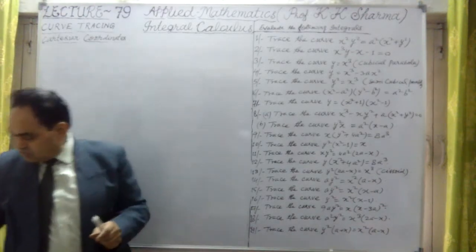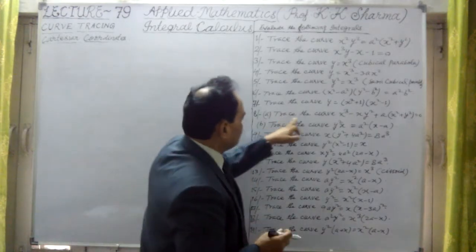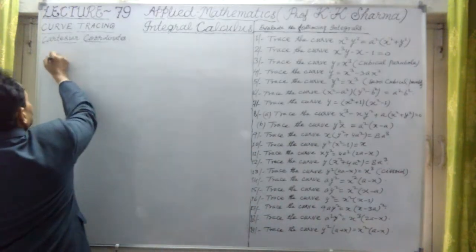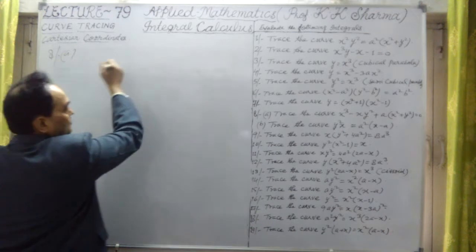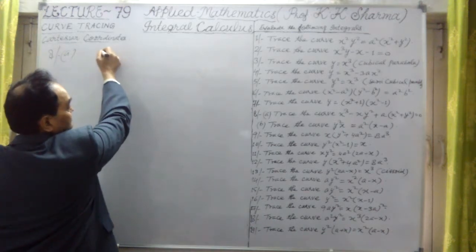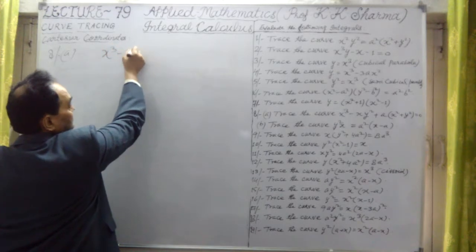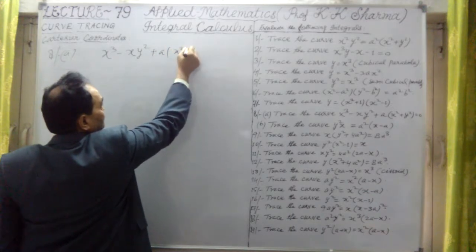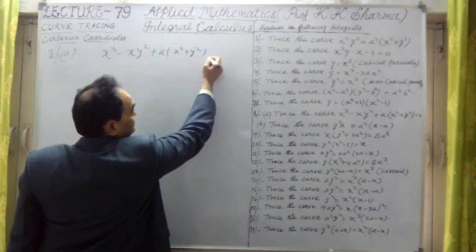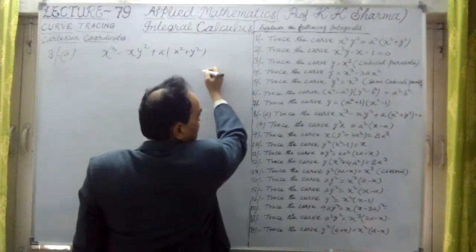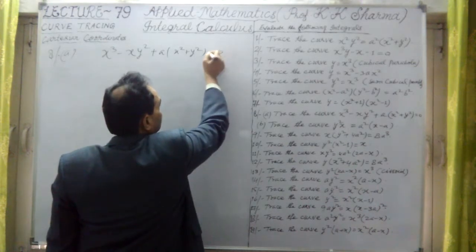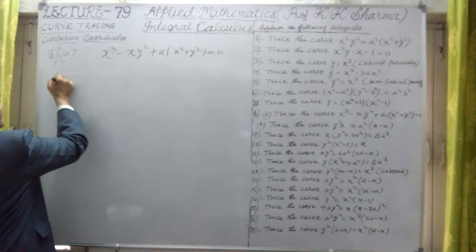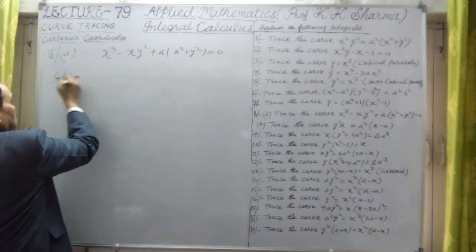Question number 8A: trace the curve x cube minus x into y square plus a into x square plus y square is equal to 0. This is question number 8A. This is the curve here, the equation of the curve, not the solution. Now, is this equation symmetric or not symmetric?